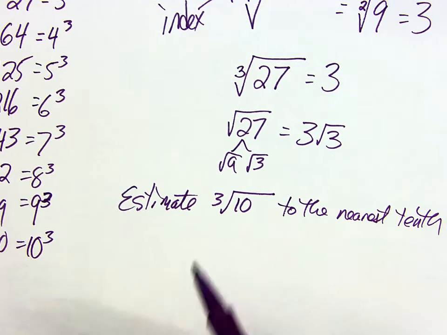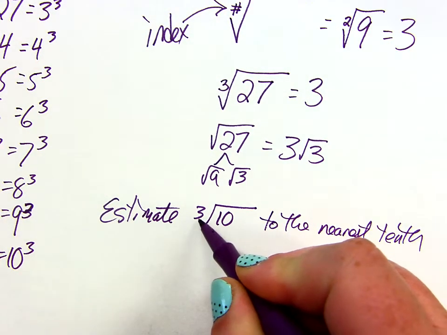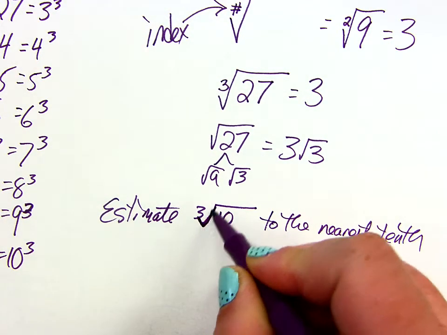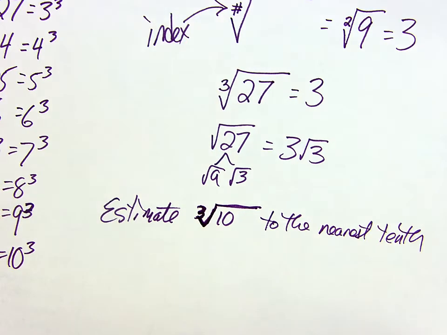While I'm thinking about it too, when you write this, I actually didn't write it that great. I think of this symbol here as like a little perch for a bird, and then this number is like a little bird on the perch.